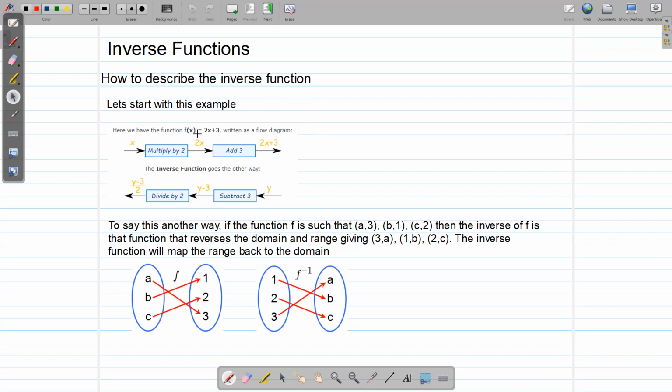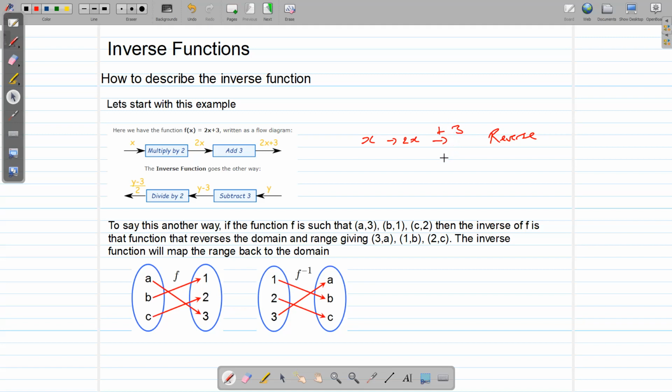Suppose we have a function f of x which is equal to 2x plus 3, and we interpret it as: start with x, multiply by 2, and then add 3. Then the question is, how do we reverse this? If we want to reverse it, what would it become? Well, to reverse it, we'd have to do the last thing first, and we have to do it in reverse.